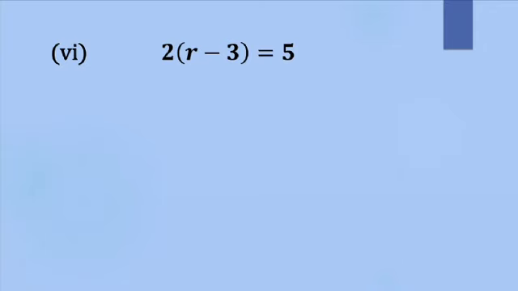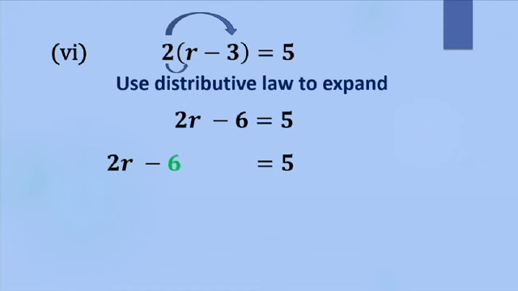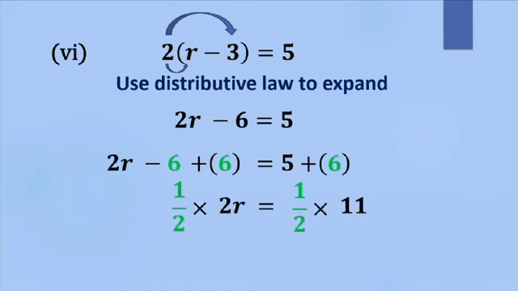Next example, 2 into r minus 3 equal to 5. So here I will use the distributive law to expand the brackets. So I will have to multiply 2 by r and 2 by minus 3. This gives me 2r minus 6 equal to 5. So the additive inverse of minus 6 is plus 6. I add plus 6 to both sides of the equation. I have 2r equal to 11. Now I multiply by half on both sides to cancel the 2. So I have r equal to 11 over 2.